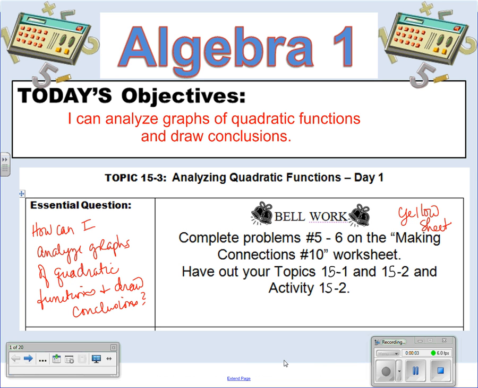This is topic 15-3, Analyzing Quadratic Functions, Day 1. Our essential question is, how can I analyze graphs of quadratic functions and draw conclusions? So first we must do our bell work, which is on the Making Connections worksheet. It's the last two problems on the worksheet.